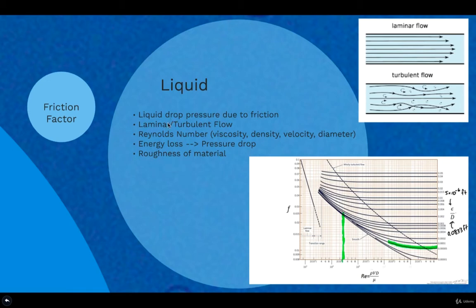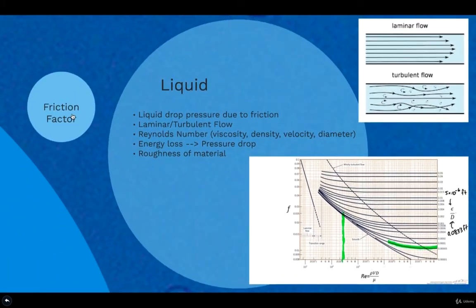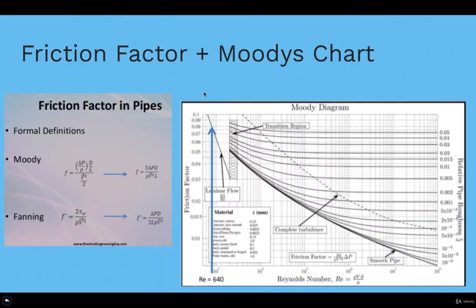We are going to talk about the Reynolds number, which relates the viscosity of the fluid, density of the fluid, velocity of the fluid, and diameter of the pipe, as well as the material or the roughness of the material. So this is the friction factor, which typically relates the friction losses. Let's go direct to the friction factor. What's the friction factor and what is Moody's chart?